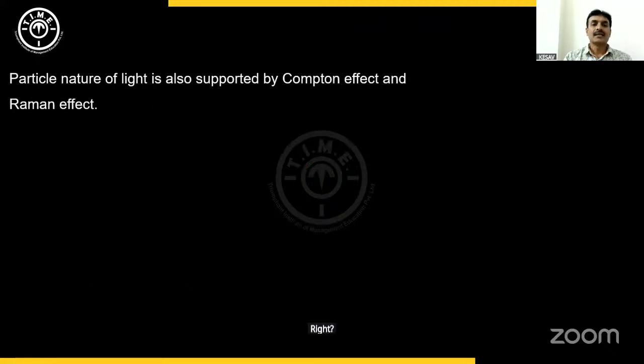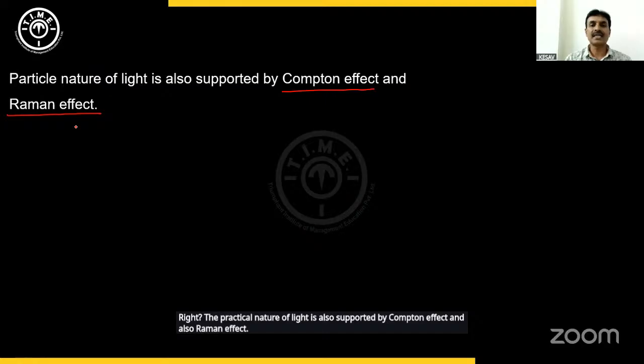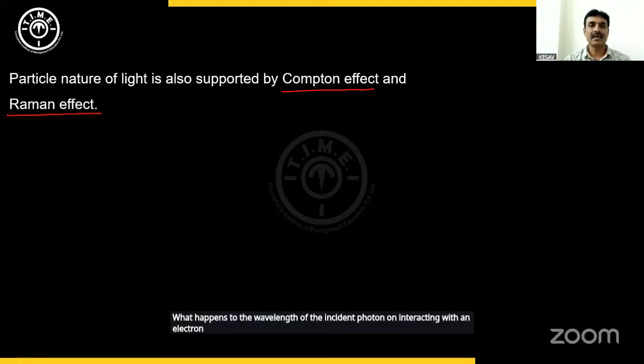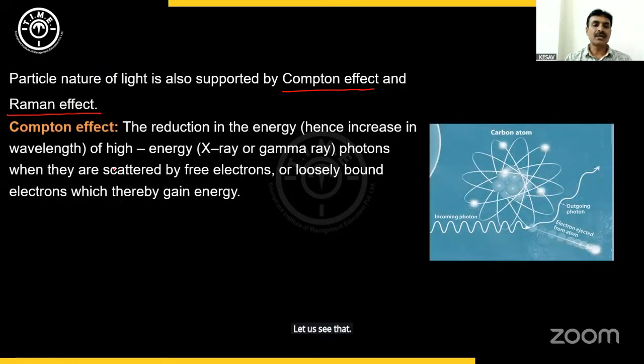Next. The particle nature of light is also supported by the Compton effect and also the Raman effect. What is Compton effect and what is Raman effect? What happens to the wavelength of the incident photon on interacting with an electron in a material? Let us see that. See, coming to the Compton effect, when a high energy photon interacts or gets scattered by free electrons, there is a reduction in the energy.